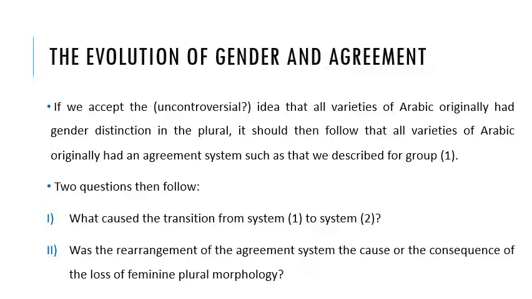But here comes the real question. How did these dialects move from system 1 to system 2? What caused this transition, and was the rearrangement of the agreement system the cause or the consequence of the loss of feminine plural morphology?